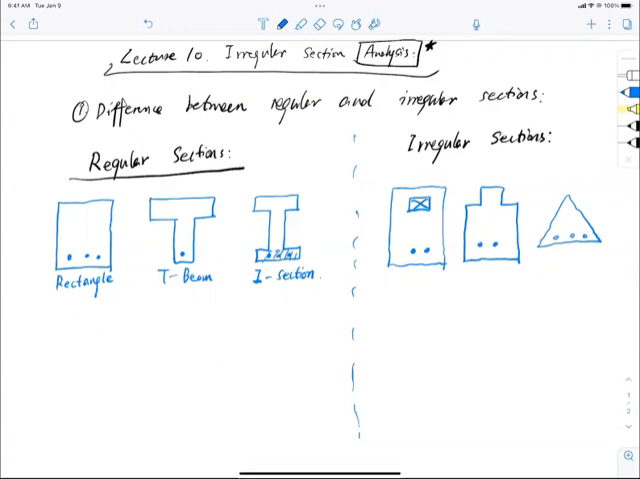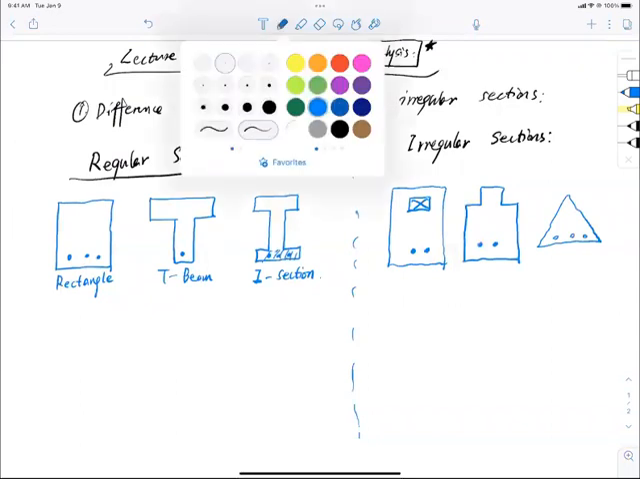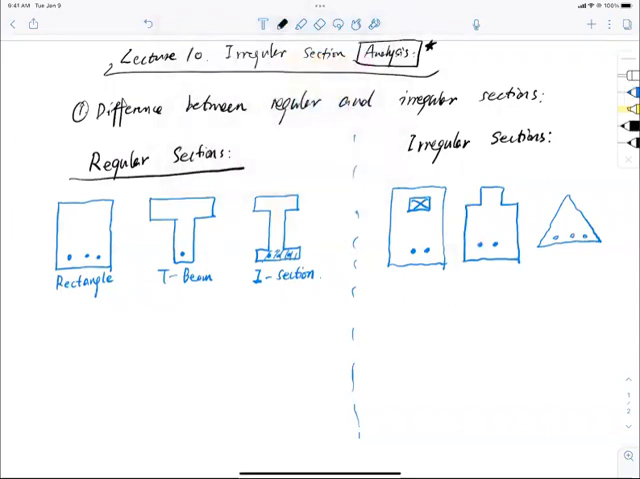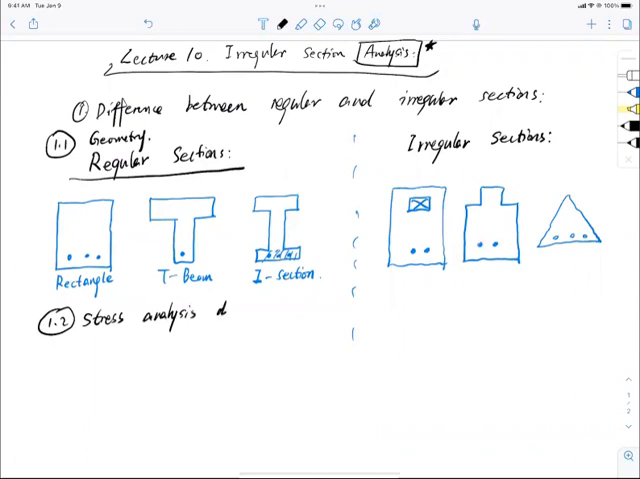Okay. Now, the second question is, and now you see this, right? What would be the main differences, apart from the geometric things? So this is 1.1, that this is called geometries. And the second thing is that the stress distribution or stress analysis will be different. Okay, will be different. So how different?